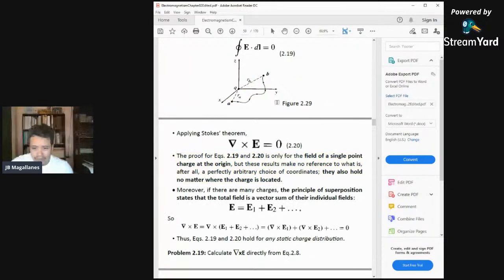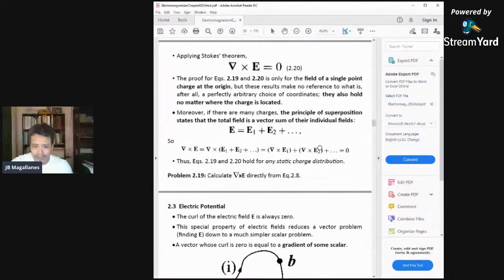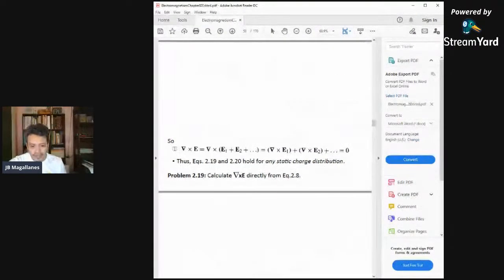Also, from the principle of superposition, when you have an electric field coming from one charge, and then another charge exerting another field, and another charge also exerting an electric field, what you feel at the point is the sum of those fields. And so if you take the curl of the sum of the fields, you will have this.